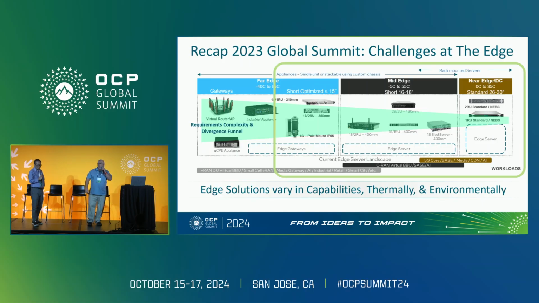So to recap, last year where we left off, we introduced the concept and the ideas of what we were trying to accomplish. Those particular goals really haven't changed. We talked extensively about what is an edge and where does it begin? There's various different situations and various different edges that people identify. There's the near edge, the mid edge, and the far edge.